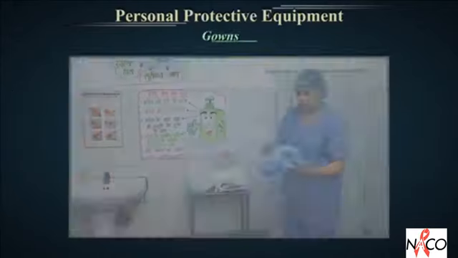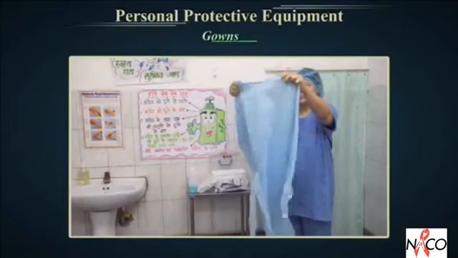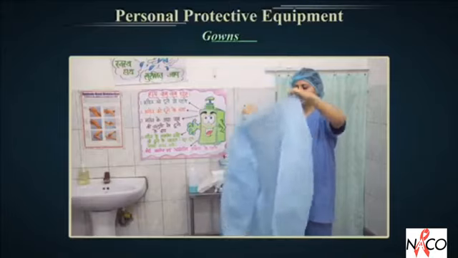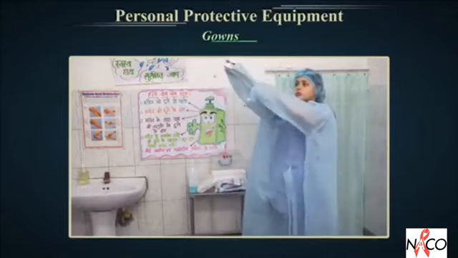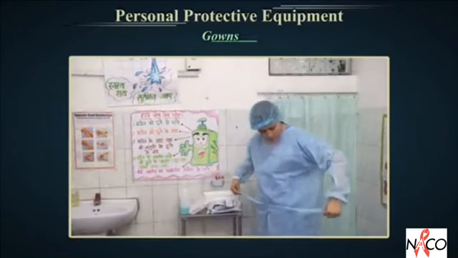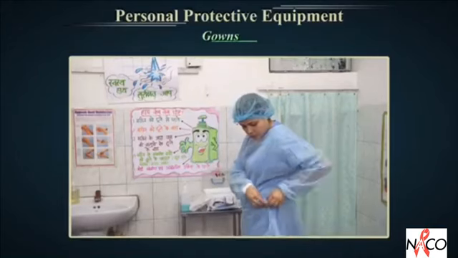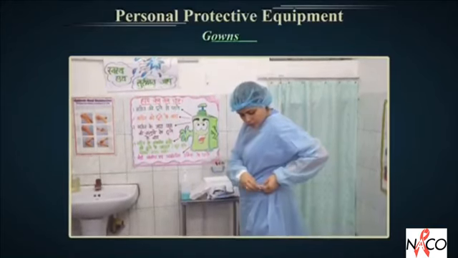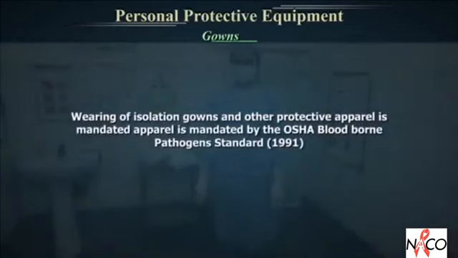Gowns. Gowns protect healthcare workers' arms and exposed body areas and prevent contamination of clothing with blood, body fluids, or other potentially infectious pathogens. The need and type of gown selected is based on nature of patient interaction, including anticipated degree of contact with infectious material. Wearing of isolation gowns and other protective apparel is mandated by the OSHA Bloodborne Pathogen Standard 1991.